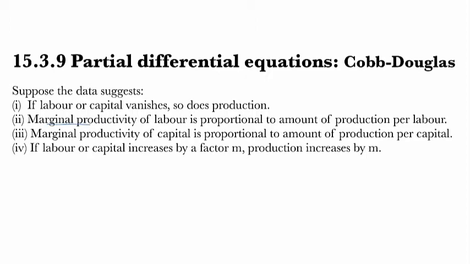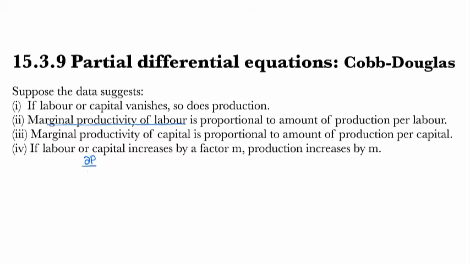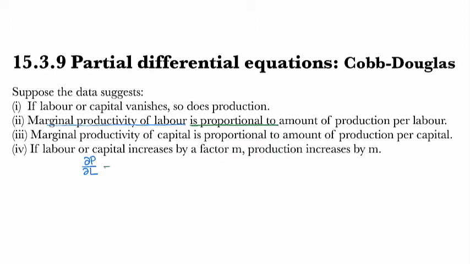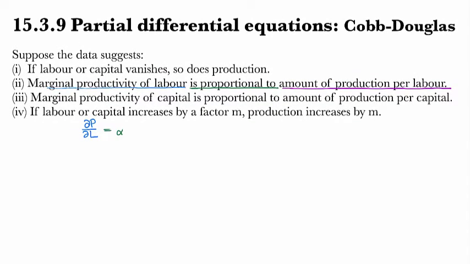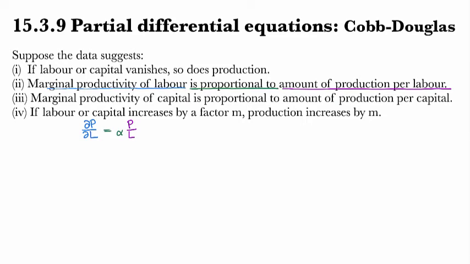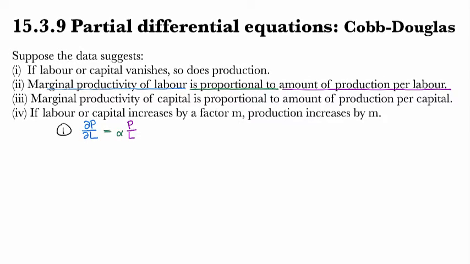So the marginal productivity of labor, what does that mean? Well, that's the amount by which productivity increases with labor, or the rate of change of productivity with respect to labor. So it's a partial derivative. And then we have is proportional to, so that means equals a constant of proportionality times the amount of production per labor. So that's the amount of production per the amount of labor. There we go. Okay, so we have one equation already.